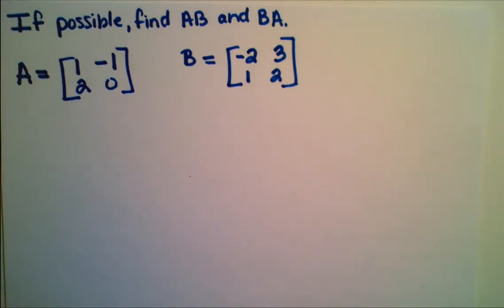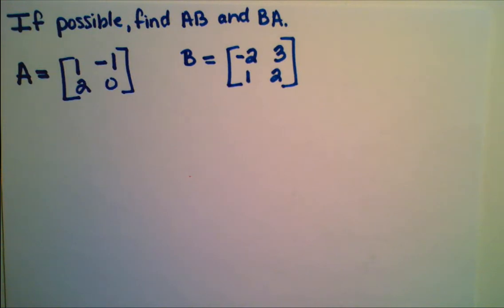All right, so it says here, if possible, find A times B and B times A. So two questions using the two matrices here. We may have two different solutions. One may be undefined, one may not be undefined.